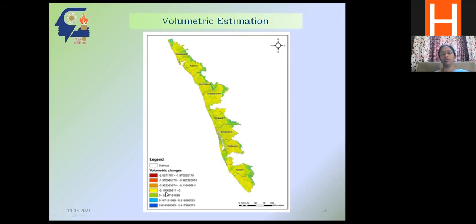Of course, more of the yellow portion was there. The change was very little only. I can say it is of erosion.